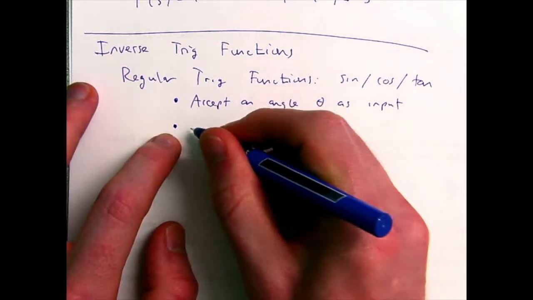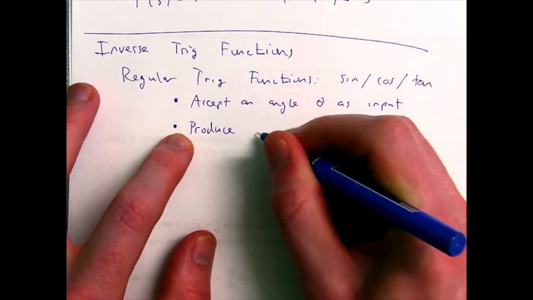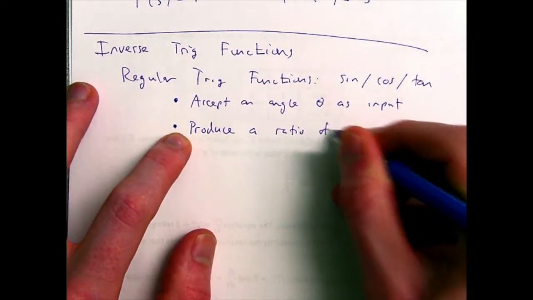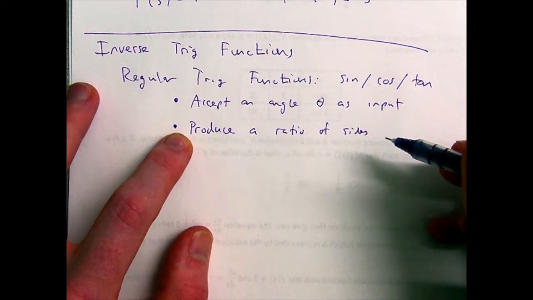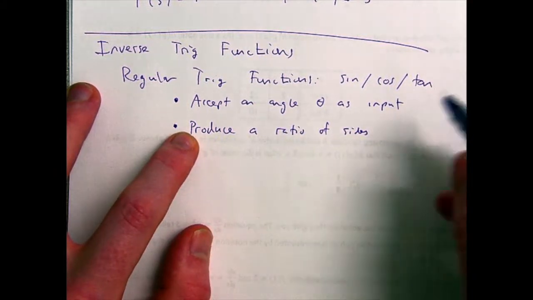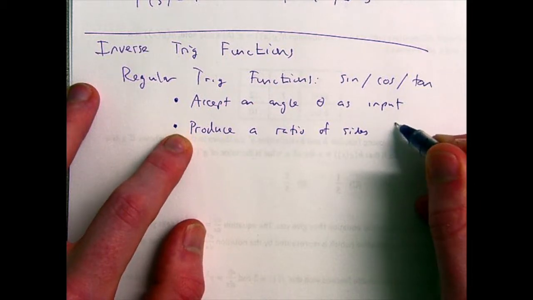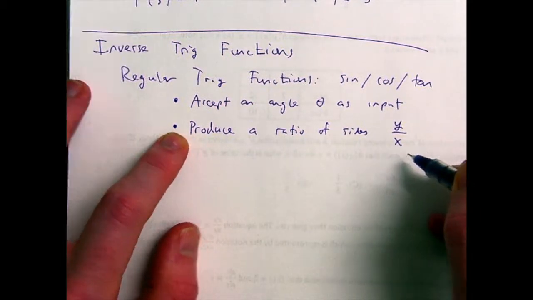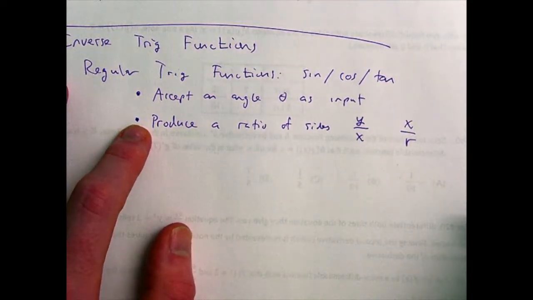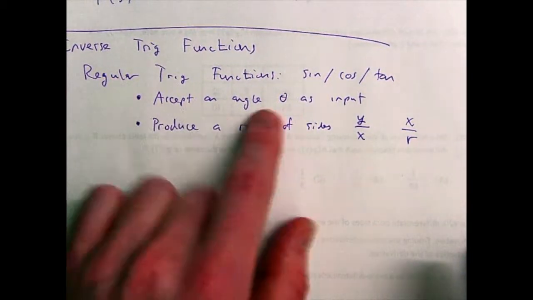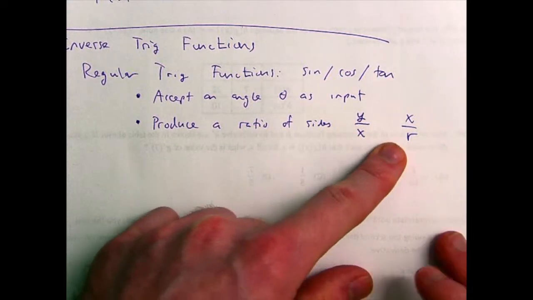And what do they produce as an output? Well, depending upon the definition you're using, it could be a ratio of sides, like opposite over adjacent. Or if you're using the unit circle definitions of the trig functions, it could be a ratio of x and y coordinates, like y over x is the output of the tangent function. Or, for the cosine function, it would be x over r, some kind of a ratio. So the regular trig functions accept an angle as an input, and they produce a ratio of sides or a ratio of coordinates as an output.